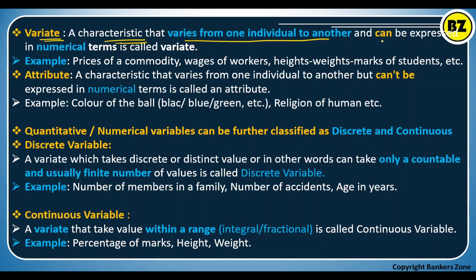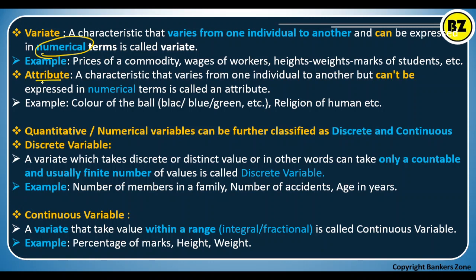And remember, a variate is an important characteristic that can be expressed in numerical terms. For example, wages of a worker: one has a salary of 10,000, another has 15,000. Height you can express as a number, 5 feet, weight suppose 50 kg, marks suppose 60. So these are characteristics which vary from one to another, and they can be expressed in numerical form, so that is called a variate.